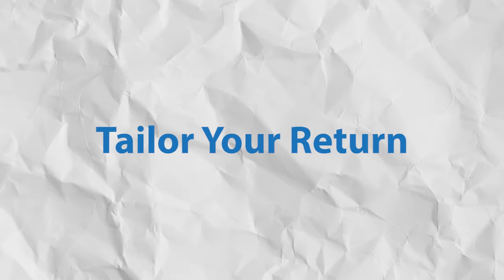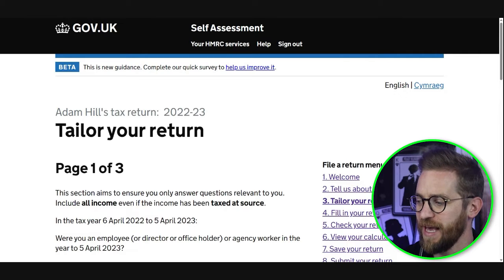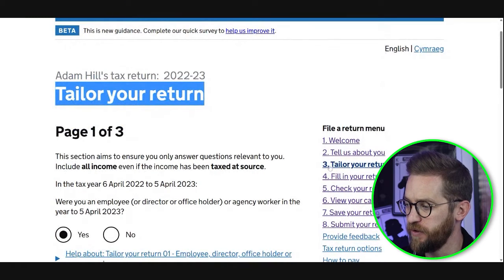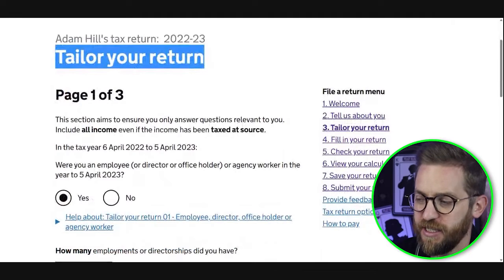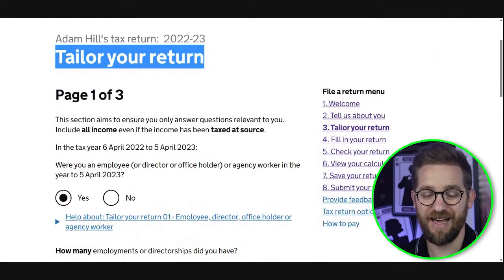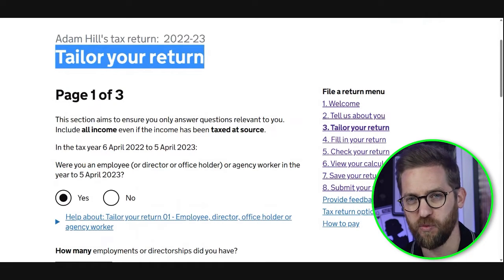So, how do we tailor the return to declare a capital gain? Okay, so here I am. I'm logged into my Government Gateway account and you can see I'm under the Tailor Your Return section of the return. That's section 3 over here if you're looking at the right-hand toggle. From here, I just need to, first of all, set up the return in order to declare a capital gain. So the return automatically picks up only the capital gain section.